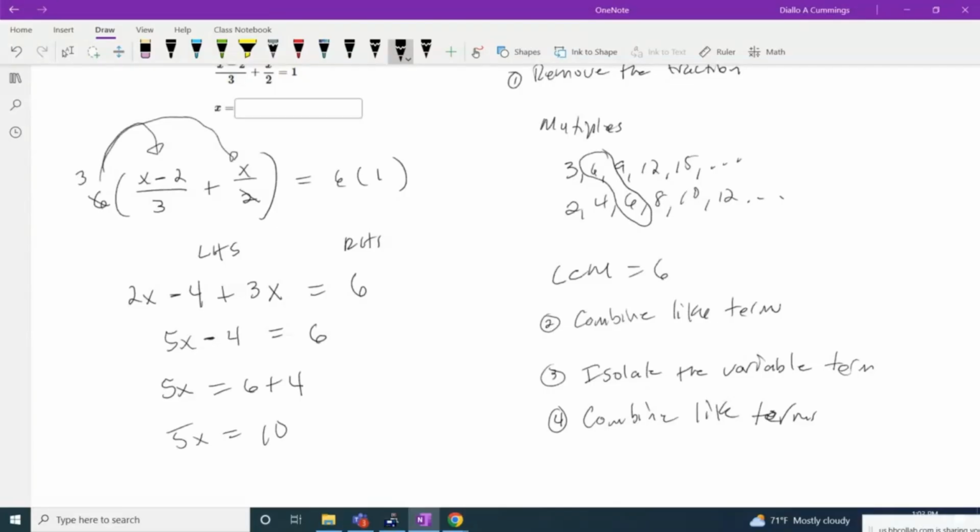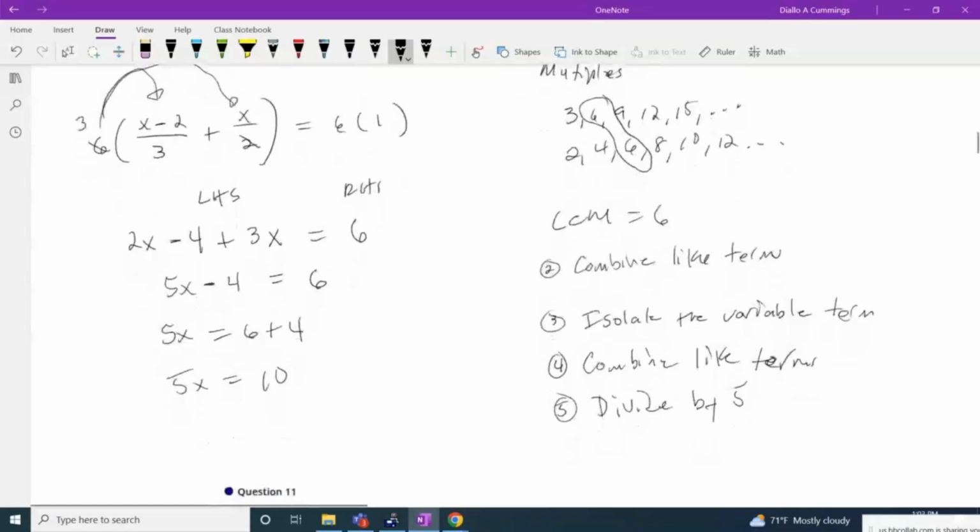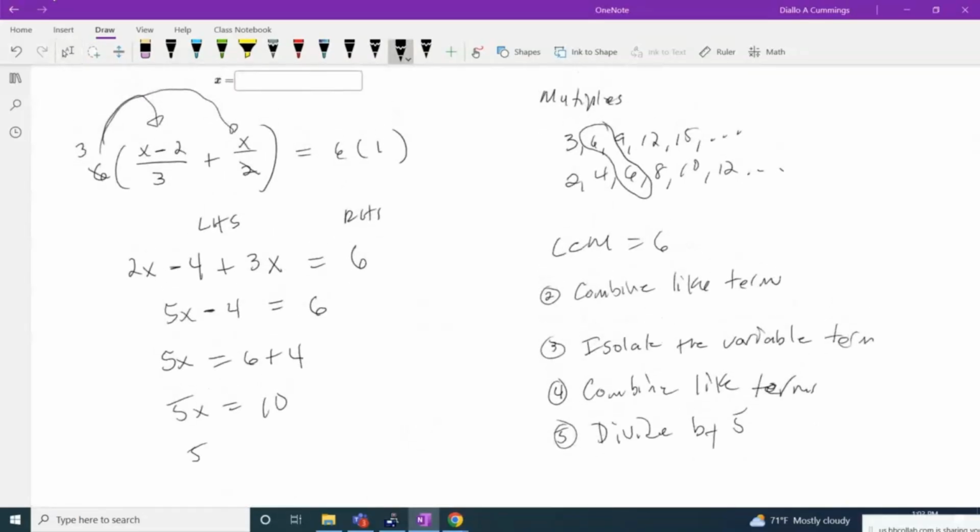Six plus 4 is 10. The last thing I want to do is solve for x. So the opposite of multiplying x by 5 is to divide by 5. So if we divide both sides by 5, x is going to equal 2.